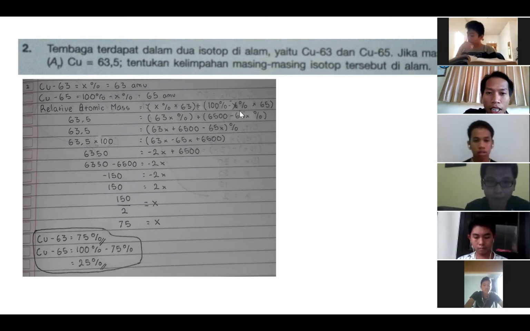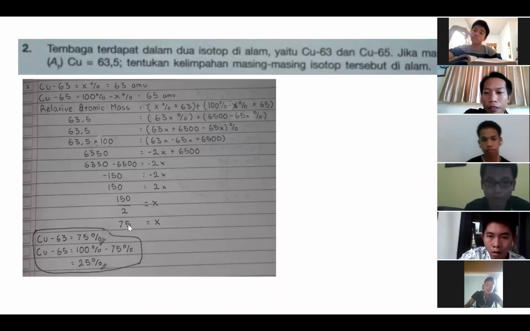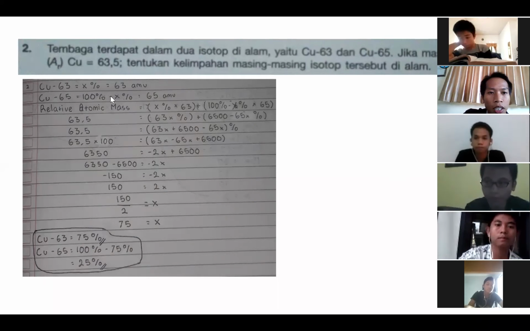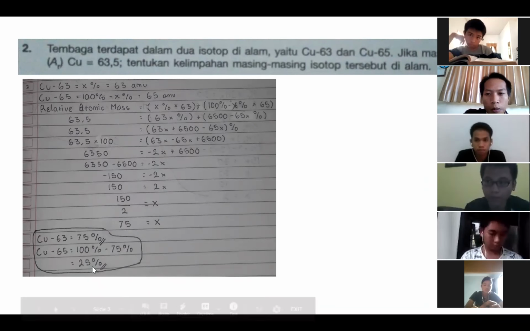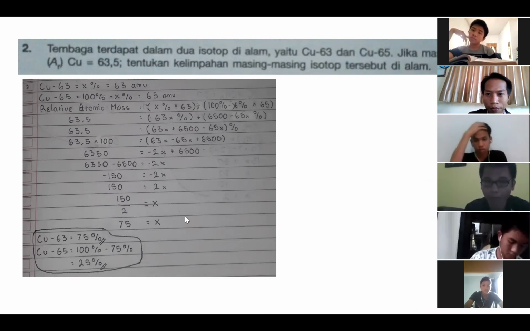When you rearrange this, you will get 6,500 minus 65X percent, and you sum it with 63X percent to get 63.5. When you do the mathematical calculation, this is a normal equation, and you will get that X is 75. So copper 63 will be 75%, and copper 65 will be 100 minus 75, which gives 25%. So it is a very simple mathematical equation.